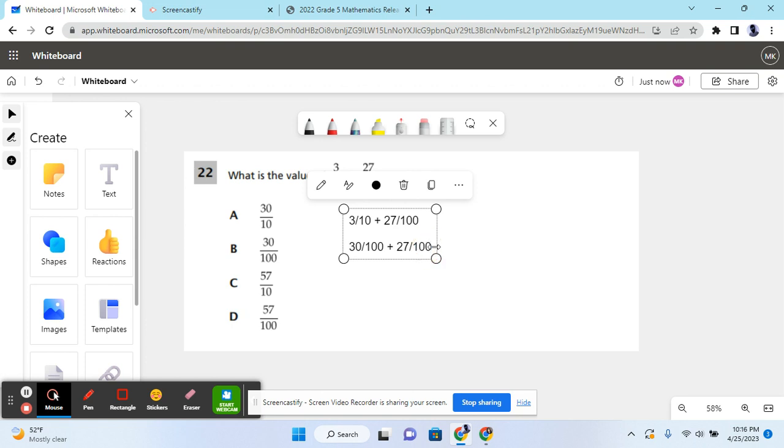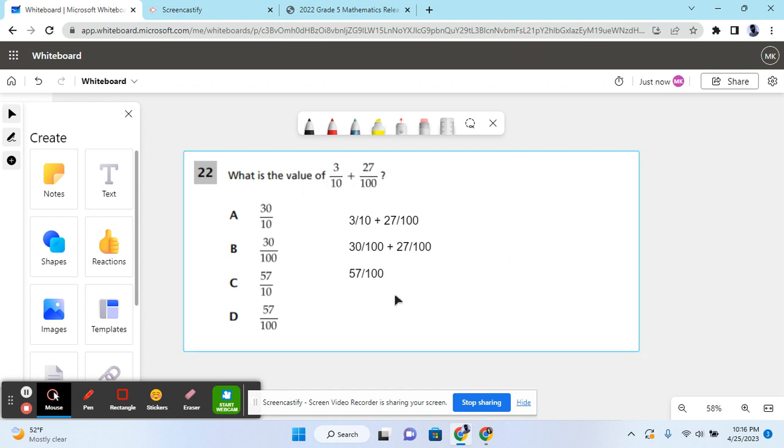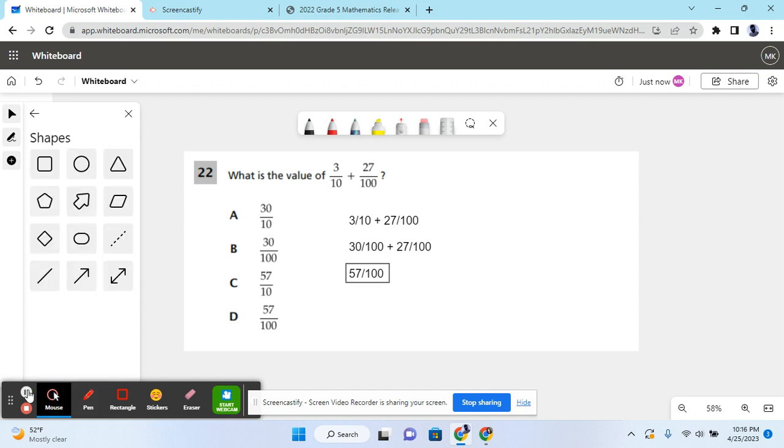Just add the numerators and keep the denominators the same. 30 plus 27, which are the numerators, you add that, you get 57. You keep the denominator the same, and you get 57 over 100, which is the answer. And it is answer choice D. Let's move on to the next problem.